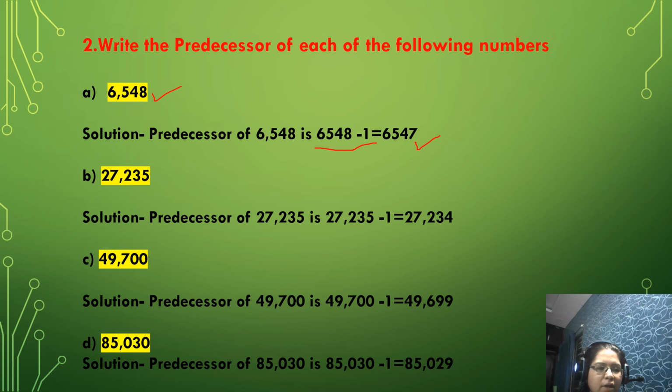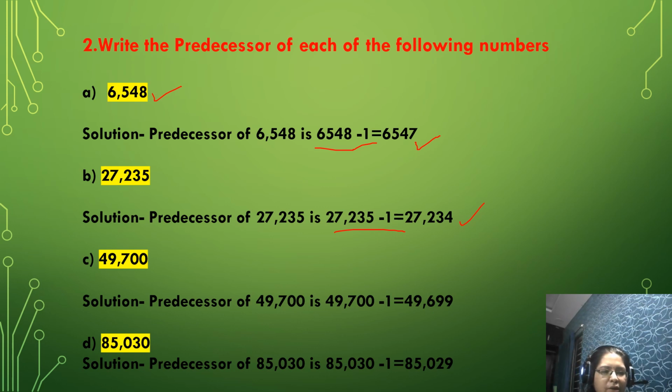What is given in the second number? 27,235. We read it as 27,235. And what is the predecessor of this number? 27,235 minus 1, that is 27,234. What will be the predecessor of 27,235? 27,235 minus 1, that is 27,234.